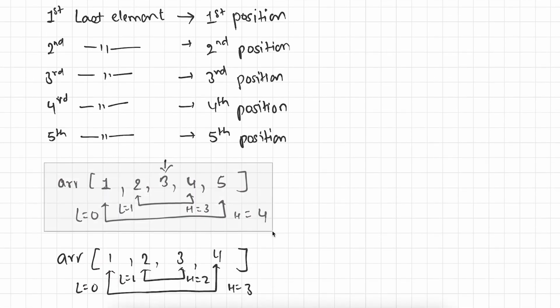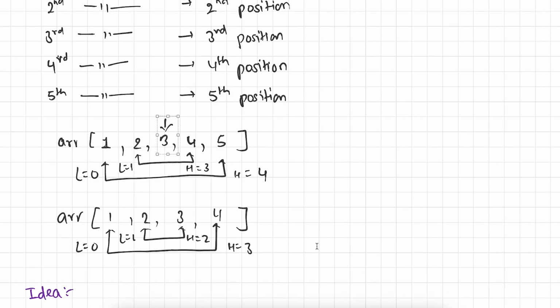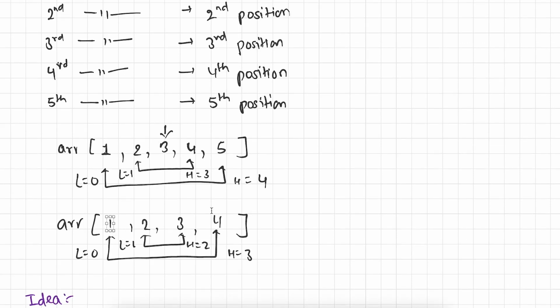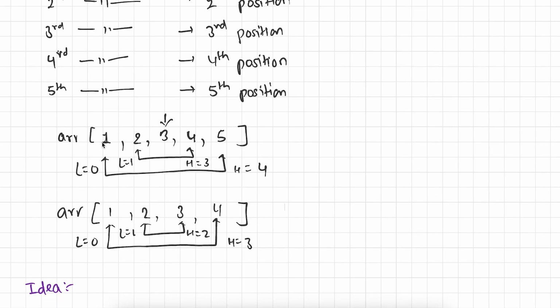So we have an array. This element is going to this position and this element is going to this position and 3 remains unchanged. And if we have an even number of elements in the array, this element is going to this place and this element is going to this place. So we can say that we are ultimately swapping 2 elements with each other.